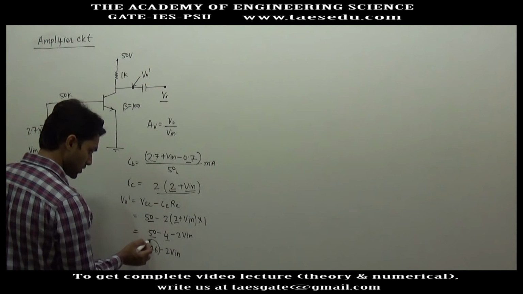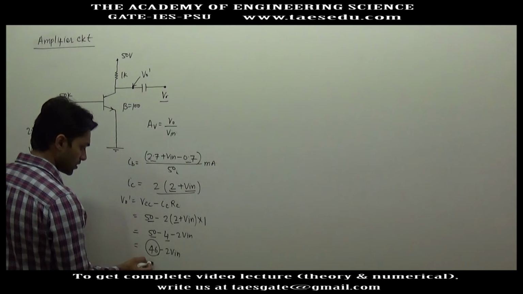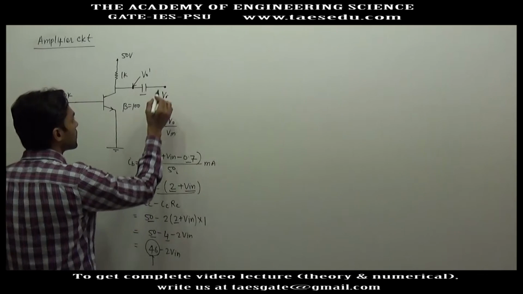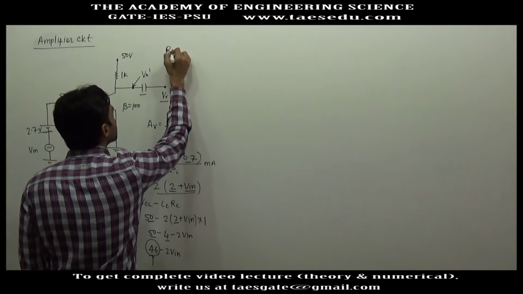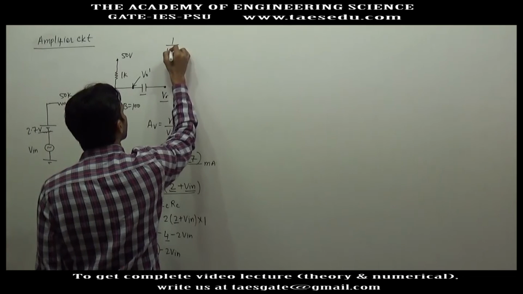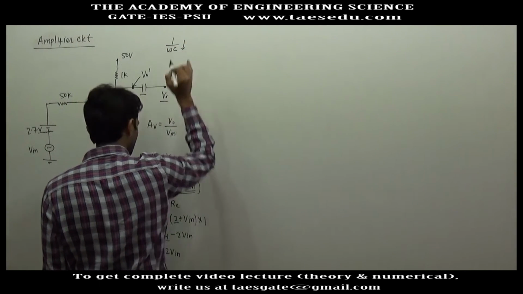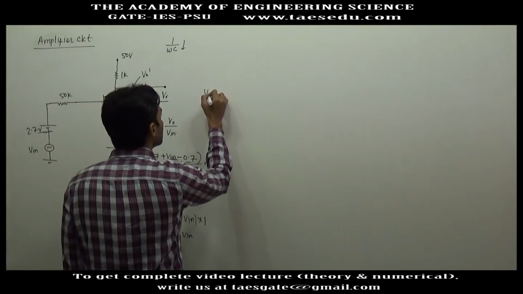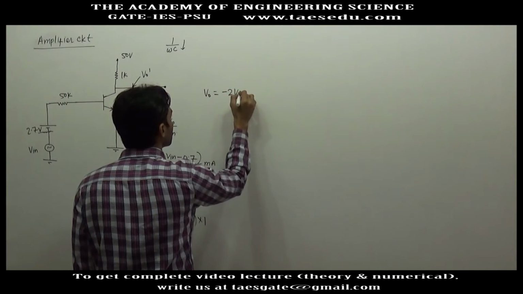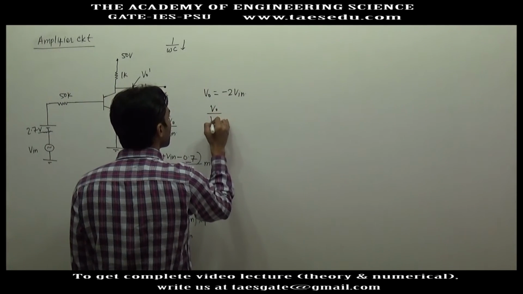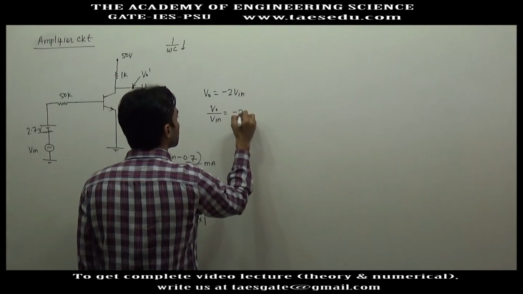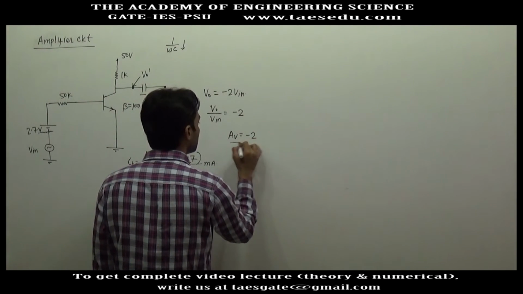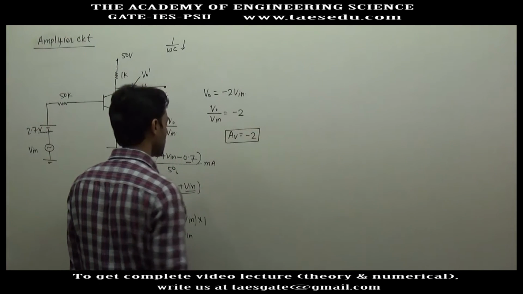So overall the DC voltage is 46 volt, and this voltage will be blocked by this capacitor. If 1 upon omega C is small, the AC voltage drop will be negligible and you will get output as minus 2 into V input. So what will be output divided by input? This will be minus 2. So here you will get a gain of minus 2, although this gain is very small.